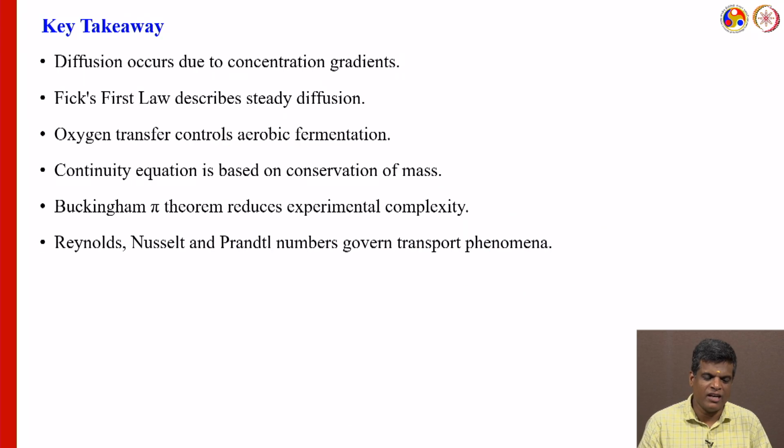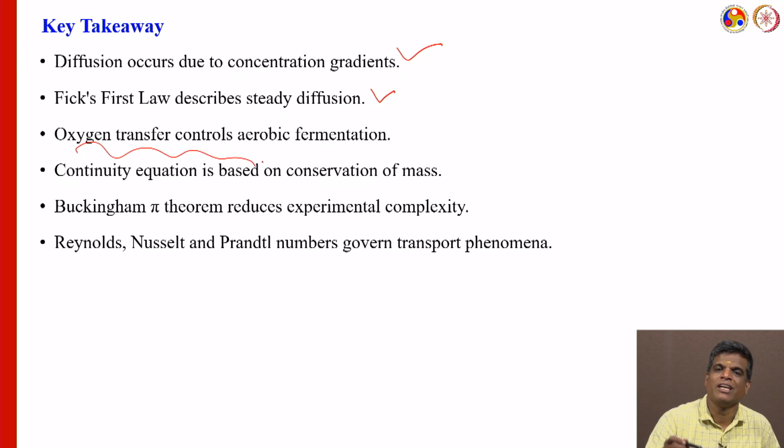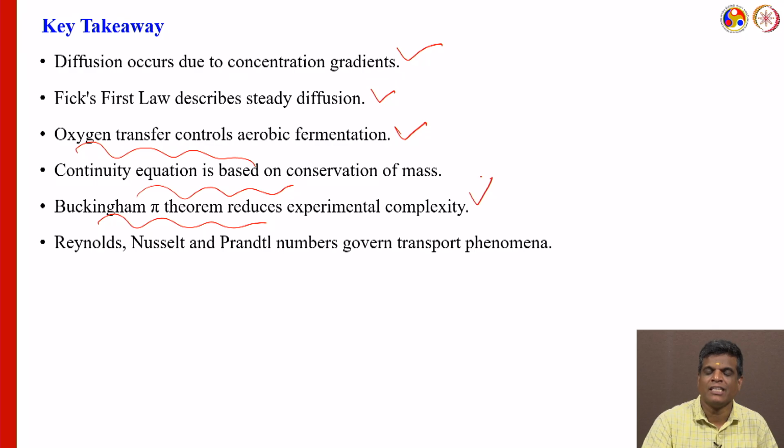So what are the key takeaways here? We discussed diffusion occurring due to a concentration gradient, then Fick's first law, steady state diffusion, then Fick's second law, what oxygen transfer control is in aerobic fermentation, then the continuity equation in conservation of mass, then the Buckingham theorem, which reduces experimental complexity because from it we derive the dimensionless numbers. Then we got some idea about the Reynolds number, the Nusselt number and the Prandtl number for transfer phenomena. Thank you.